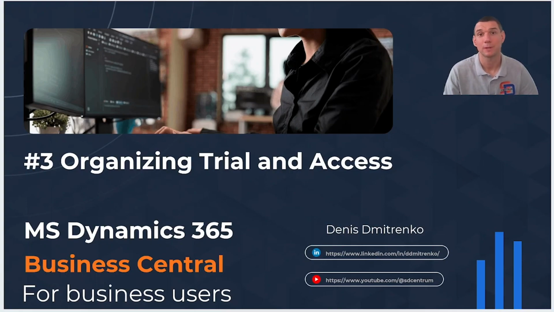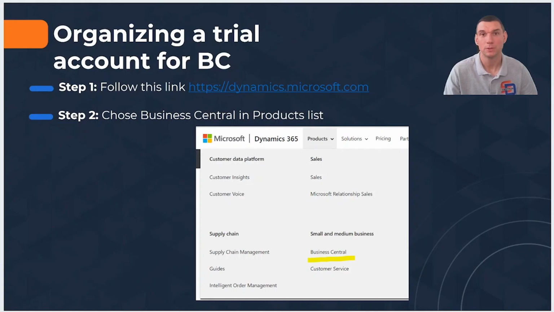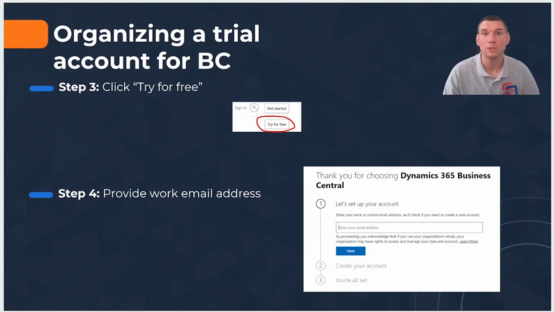In this video, we will go through the steps of how to organize a Business Central trial account. First of all, navigate to this link, dynamics.microsoft.com. Then choose Business Central from the product list. Once the page is loaded, you should see Try for Free button, close to the sign-in link and Profiles icon.